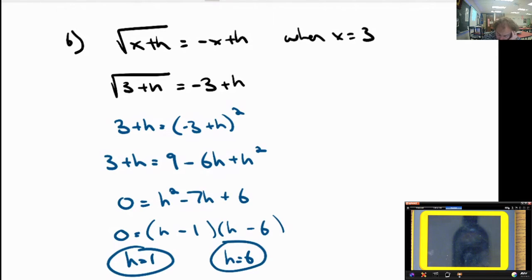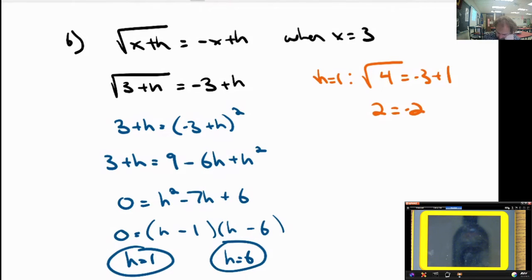If we plug in 1, let's see, if we plug in 1... oh yeah, try it out. If h is 1, you get this. You get the square root of 4 equals negative 3 plus 1. This is 2 and this is negative 2.